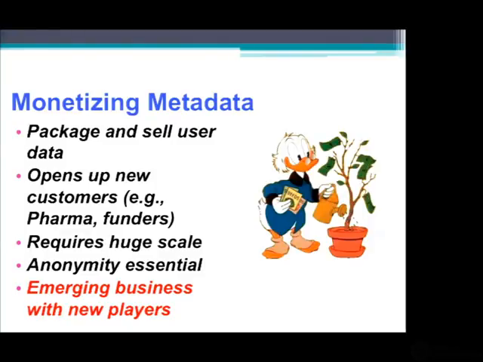Now, there are catches. It requires huge scale. This is not something that a single professional society with 2 or 3 journals is going to be able to do meaningfully. That scale means you're talking about the very largest publishers. We know those names. We're talking about the aggregators. We're talking about people like ProQuest and EBSCO and JSTOR. So the number of players that can actually participate in this area is very few, but it's a bona fide opportunity. Once again, though, we have to bear in mind that anonymity is essential.